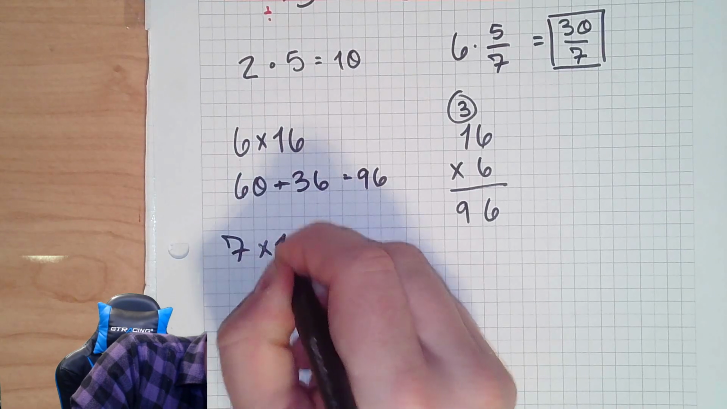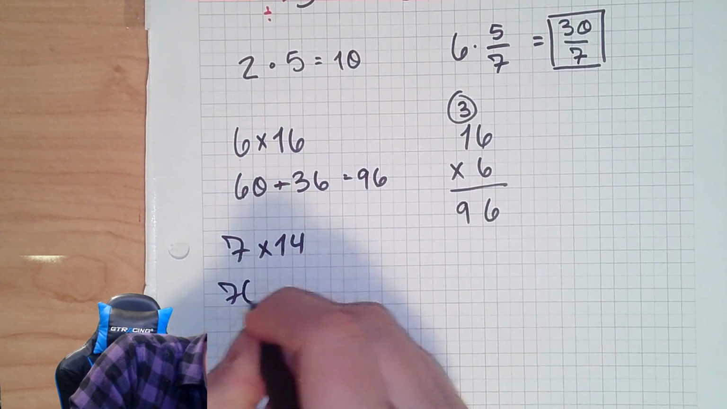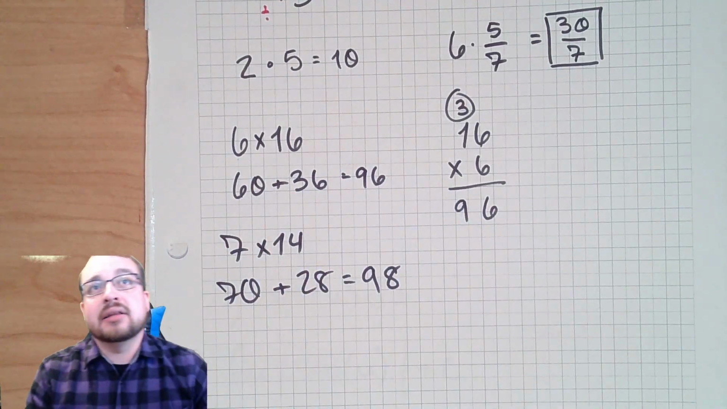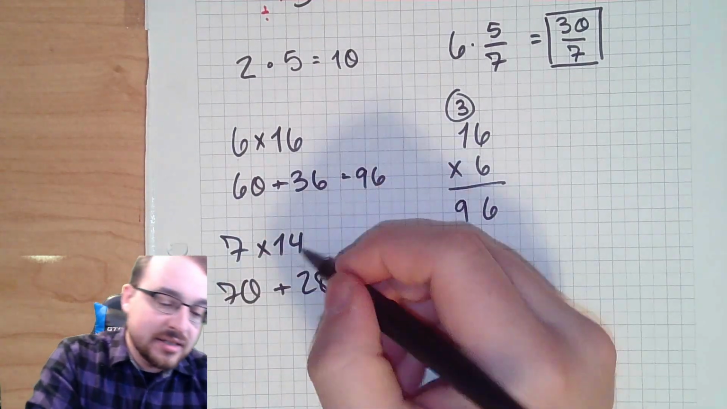Same thing with 7 times 14. 7 times 10 is 70. 7 times 4 is 28. So it looks like we're getting 98 out of that. So that is 98.